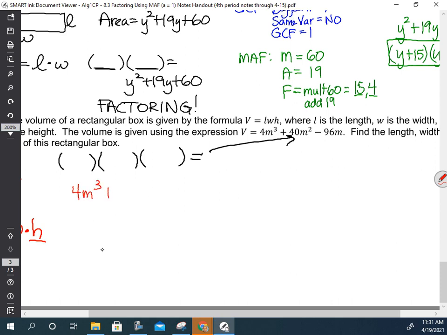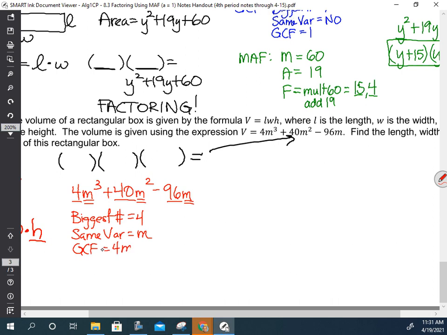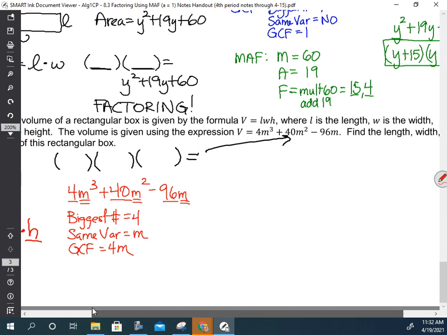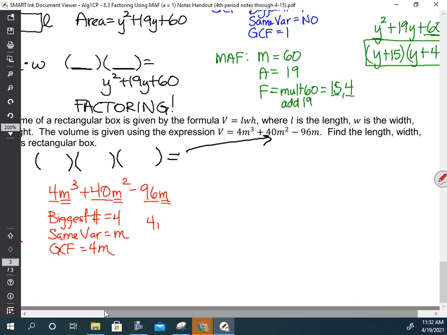So 4m to the third plus 40m squared minus 96m. 4, 40, and 96. That means your biggest number is 4. They all have an m. So they all have the same variable, which is m. So your greatest common factor is 4m. Since they all have the greatest common factor, you need to divide it out. So divide it all by 4m.